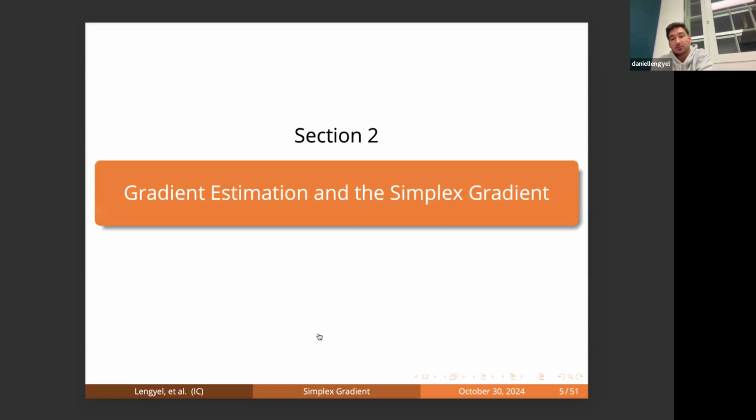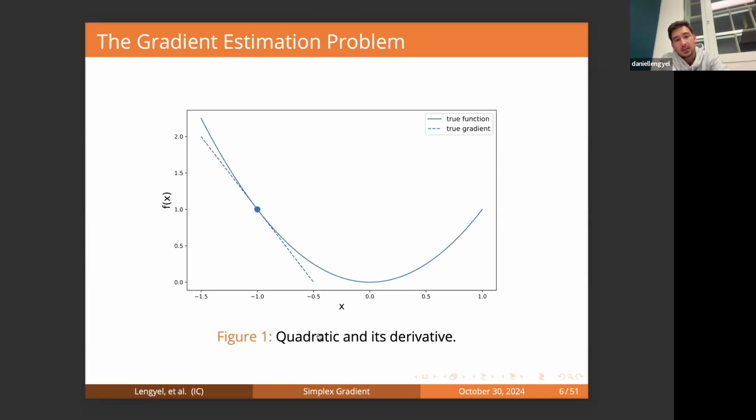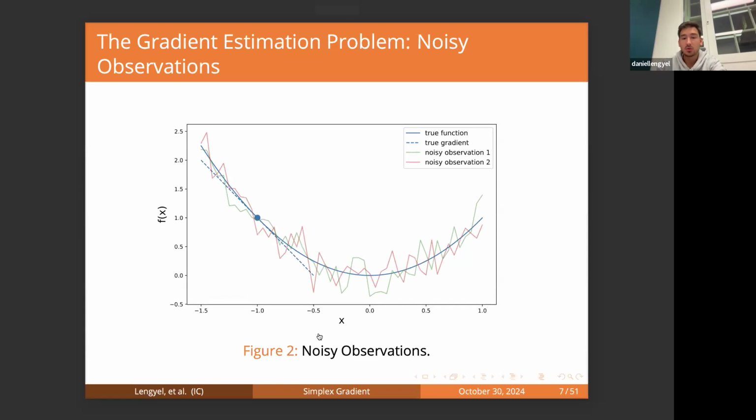So what exactly is this gradient estimation problem, and what is the simplex gradient? I want to give first a motivating example of what kind of problems we face when we select data points for the gradient estimation problem. First, let's consider this quadratic. We have the quadratic in the solid line, and then the dashed line represents its derivative at the point -1. And now let's say we only have noisy instances of this quadratic. So we have the green and red line. Hopefully that's visible to everyone.